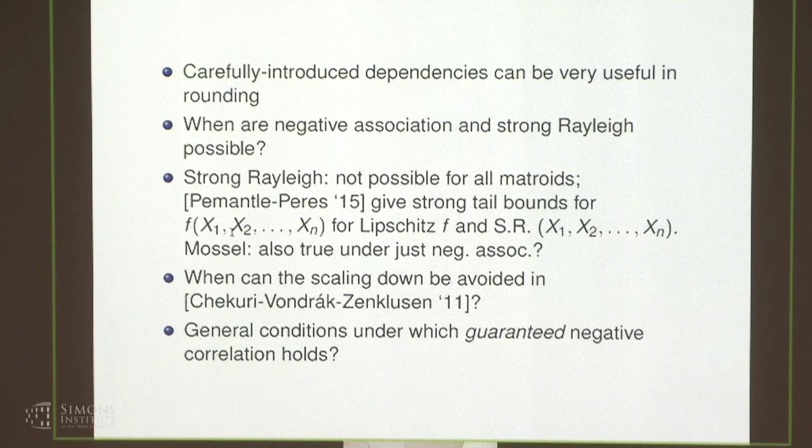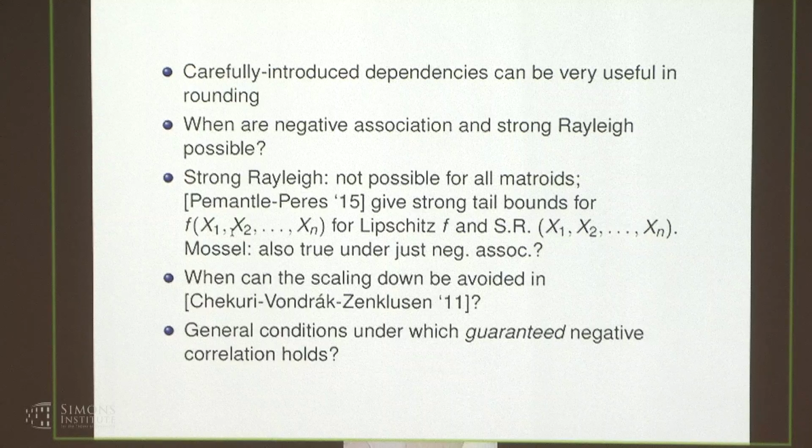Now, Mossel's conjecture was, suppose you unfortunately don't have independence, but suppose you have negative association. His conjecture is that you get strong tails, like sub-Gaussian tails, for arbitrary Lipschitz functions. That's not known to be true yet. But what Pemantle and Peres showed a couple of years ago is that if the correlation is not just negative association, but something even stronger, which is the strong Rayleigh property, then one can get sub-Gaussian tails for arbitrary Lipschitz functions. Again, I think this result is perhaps not as well known in the theoretical computer science community as it should be. It's a very powerful result. So one very interesting open question is, in general, when are negative association and the even stronger strong Rayleigh property possible in circumstances when you simply cannot have independence?